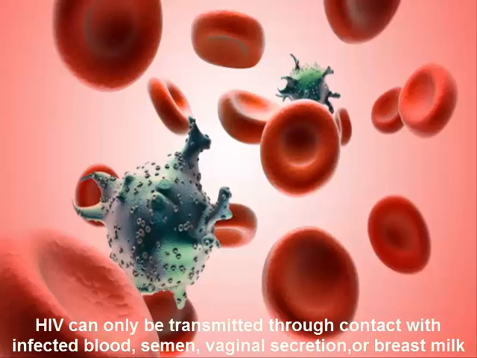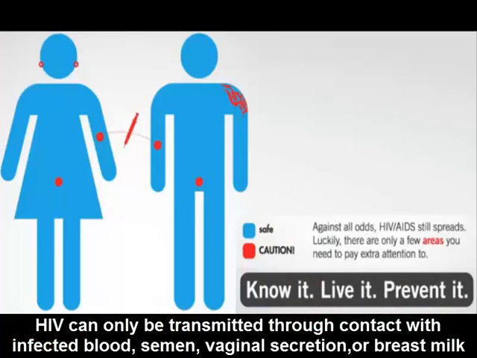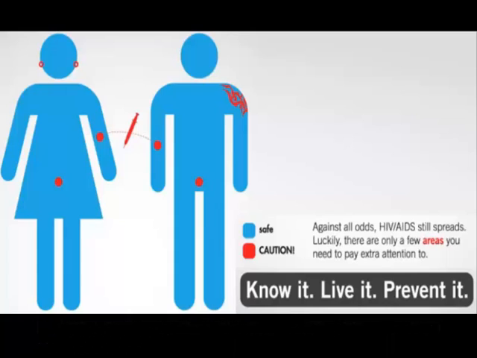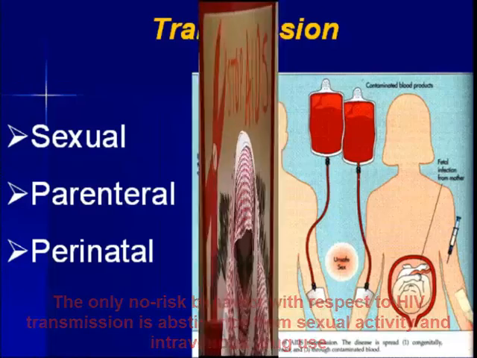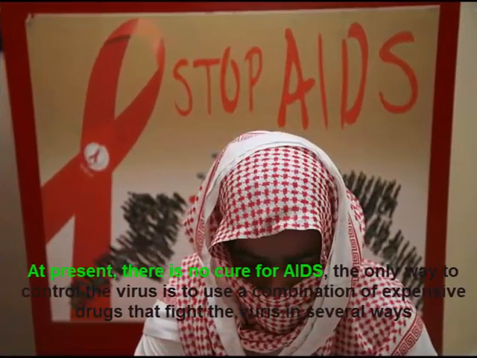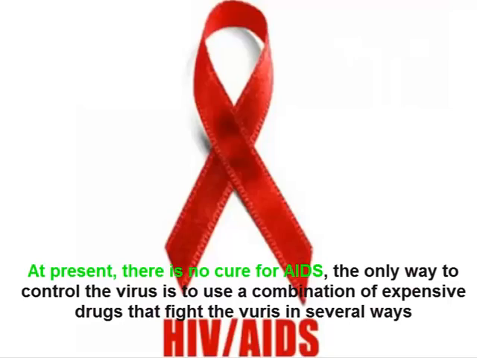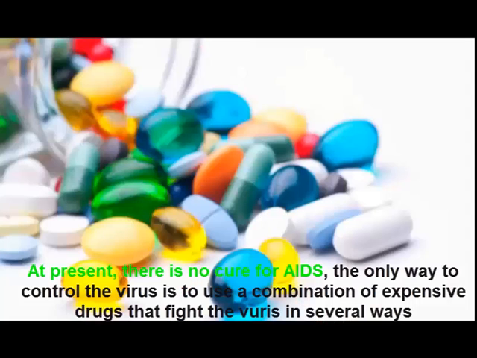HIV can only be transmitted through contact with infected blood, semen, vaginal secretions, or breast milk. The only risk-free behavior with respect to HIV transmission is abstinence from sexual activity and intravenous drug use. At present, there is no cure for AIDS. The only way to control the virus is to use a combination of expensive drugs that fight the virus in several ways.